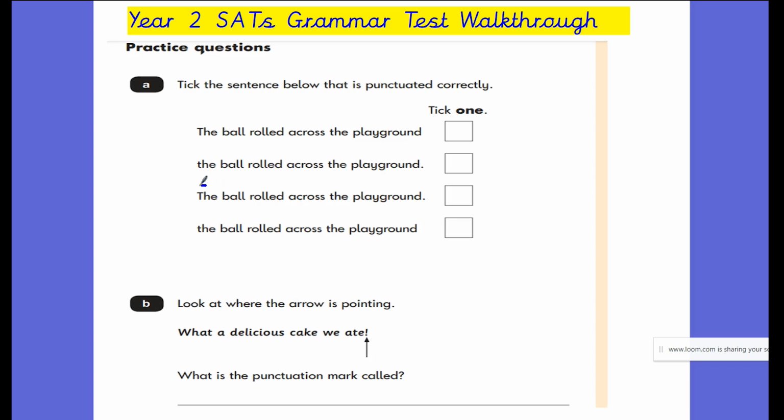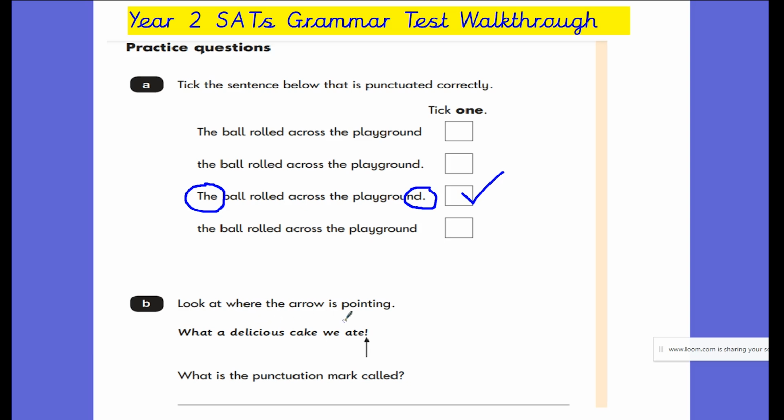So in this, they're looking for the sentence that begins with a capital letter and ends with a full stop, which seems to be this third one here. Here we have no full stop. Here we have no capital letter. And here we don't have either. So it will be this third option here.